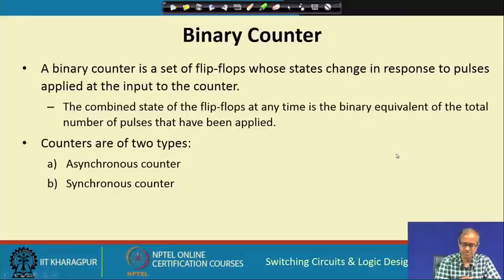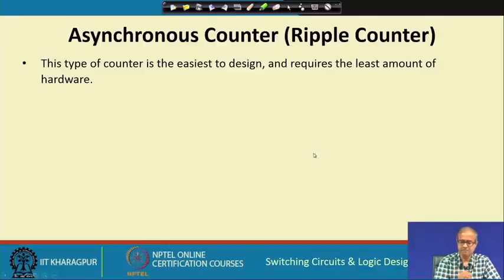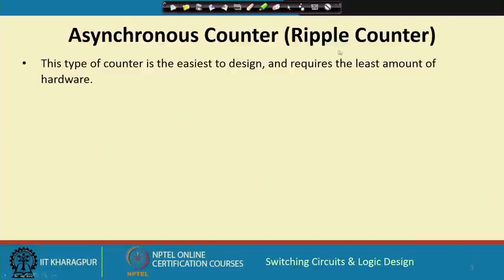Talking about the types of counters, broadly speaking, counters can be either asynchronous or synchronous. Let us try to see the differences between these two first. First, asynchronous counter. This kind of counter is sometimes also referred to as ripple counter. Now, let us explain why we call it ripple counter and why it is asynchronous. Earlier, if you recall, we had encountered this term ripple in the context of the design of adders, ripple carry adder. In a ripple carry adder, the carries were propagating from one full adder stage to the next. That is what we refer to as a rippling effect. Here also there is a similar rippling effect that will come in, that we shall see how.